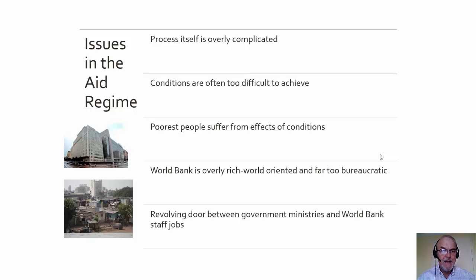This is not uncommon in other parts of the world and in other government institutions. I mean, it's something which obviously rankles a lot of people, because it doesn't give enough critical perspective within countries on how the World Bank's operating. So that's what I wanted to say about the IDA, and I hope you will continue reading about it in this week's readings. Thank you.